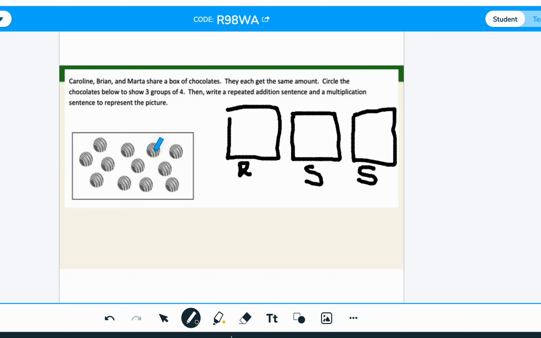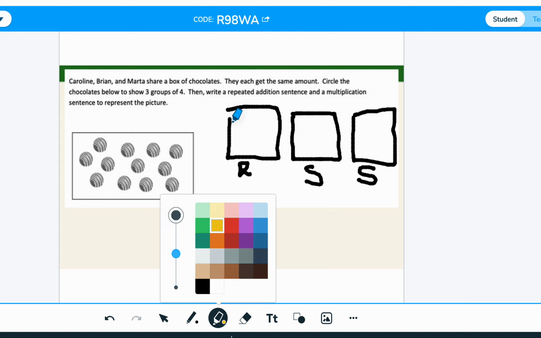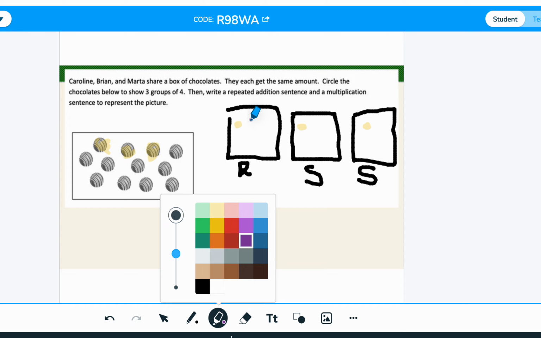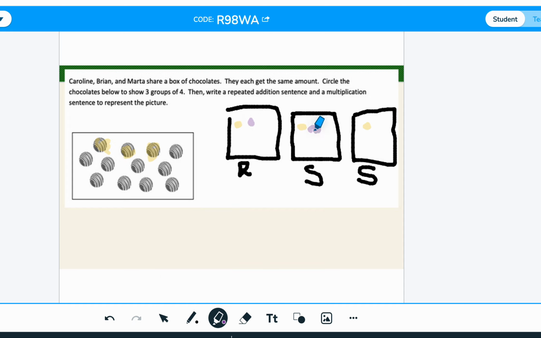We have 1, 2, 3, 4, 5, 6, 7, 8, 9, 10, 11, 12. Well, I can give 1 of the chocolates to Ronan, 1 to Summer, 1 to Skylar. Okay, so I've already used these, so I'm going to cross them off so I don't use them again. Then I'm going to give each of them another chocolate. So here's one for Ronan, one for Summer, one for Skylar.